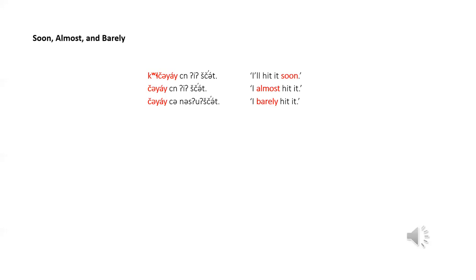The word qi always appears at the beginning, followed by the subject pronoun. The event follows, connected by the little word e. Here's the pattern for soon. The meaning almost has the same grammar as the meaning soon, but it doesn't have that prefix on chiai. The chiai comes first, then the subject pronoun, then e, then the event.